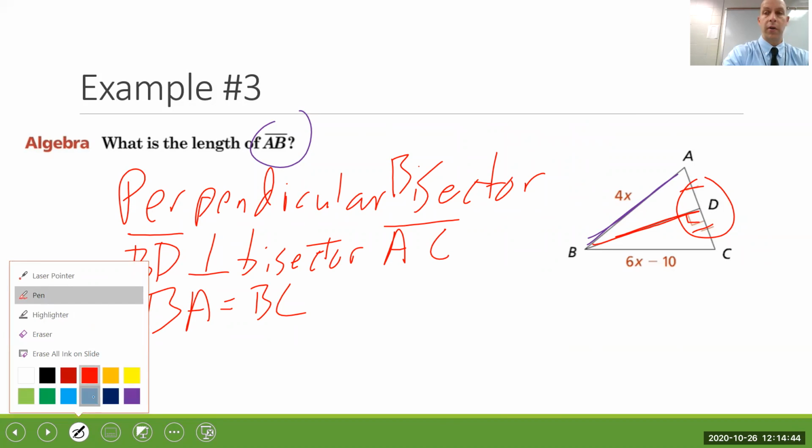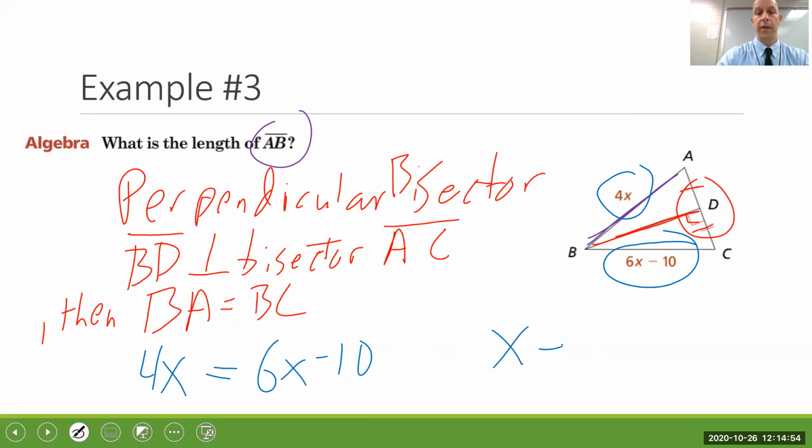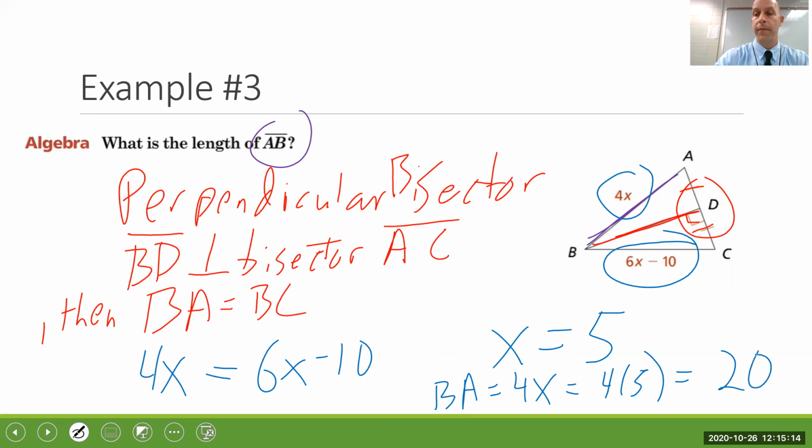We just need to substitute, well, what's BA? 4x. What's BC? 6x minus 10. And so we can go ahead and solve that. I would subtract the 4x over to the right. That gives me 2x. So it looks like x is 5. And if x is 5, then BA, which is 4x, will be 4 times 5, which is going to be 20. So the length of BA is 20.